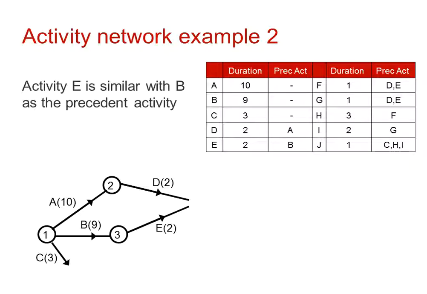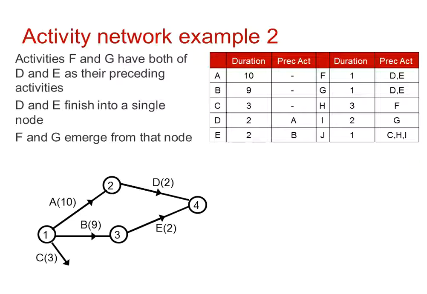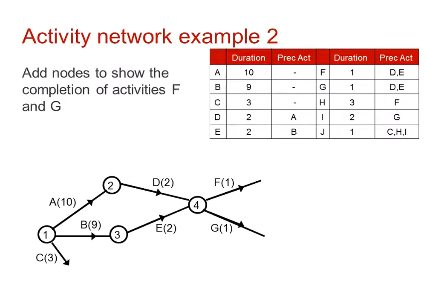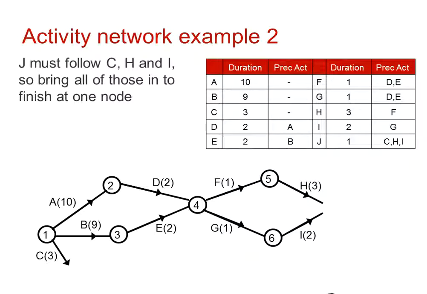These are drawn as if they're converging because later on you can see that F and G need both D and E to be completed. So we can have one single node showing D and E are completed, from which F and G can then emerge. Looking then at H, that depends on F being completed, so that would go there. And then I needs to follow G. And then activity J needs C, H and I, so they will all finish at one node.